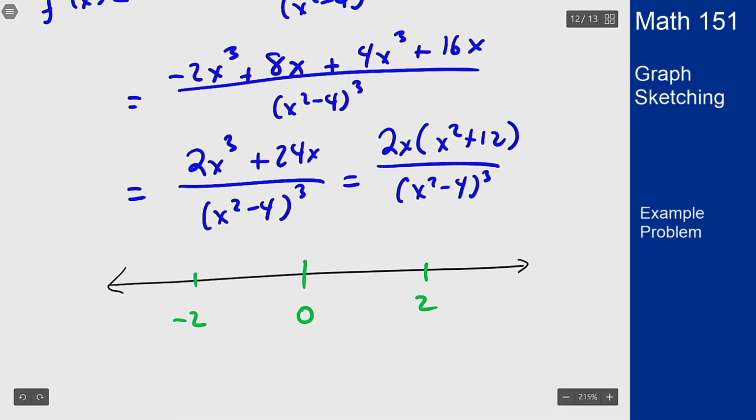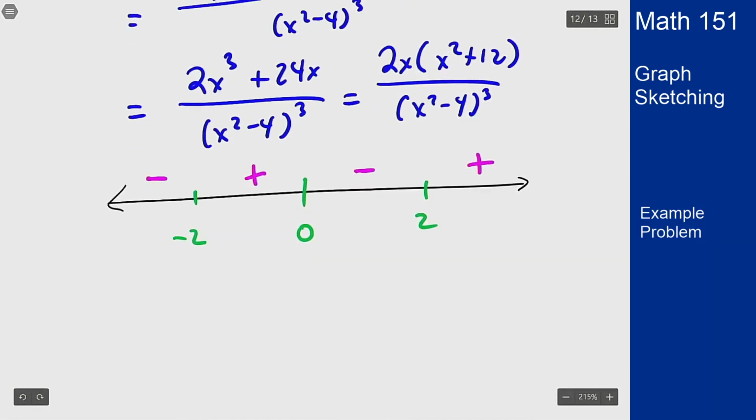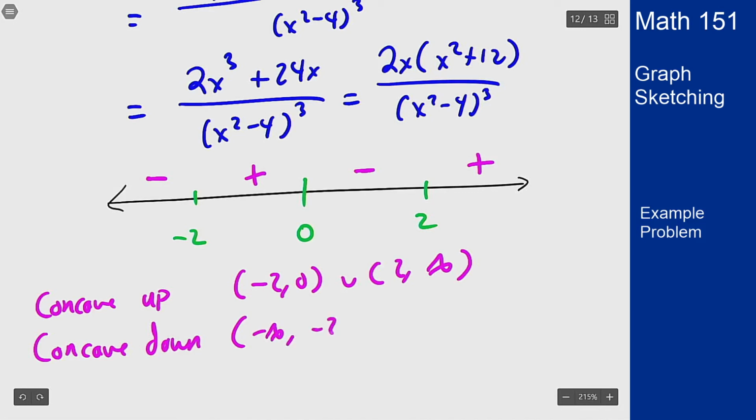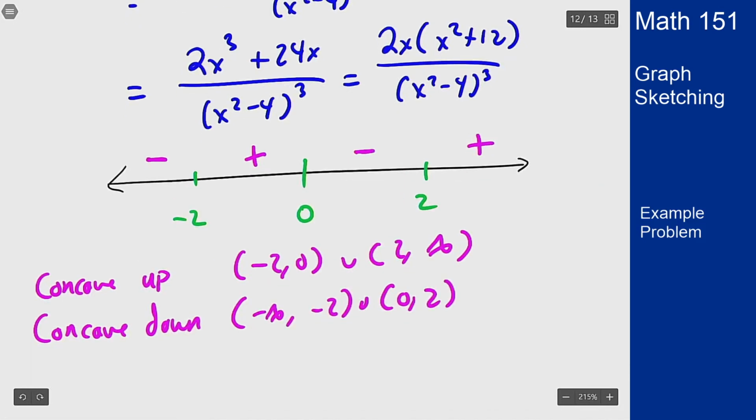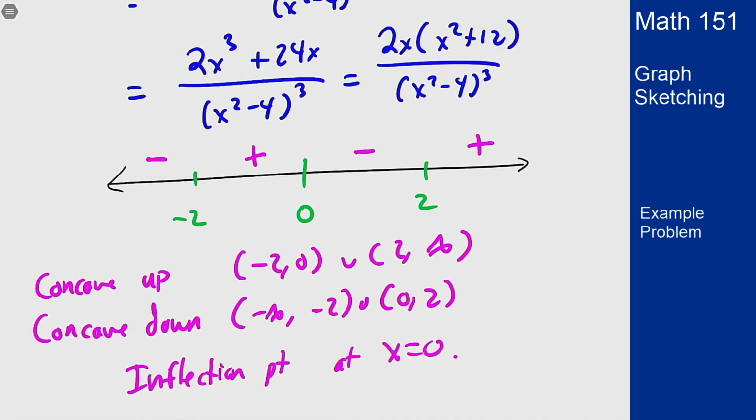If I plug in minus 3, I get a negative sign on top. On the bottom, I will have x squared minus 4, which will be 9 minus 4, which is a positive number, cubed. It'll be minus over plus, that's a negative sign, so that's where it's going to be concave down. If I plug in minus 1, I'll get negative on top, and on the bottom, I'll get a negative sign cubed, which is still negative, so I'll get a plus sign here. Crossing over 0, then at 1, I will see plus on top and minus on the bottom, so that's minus, and then over here, I'll get pluses everywhere. This means this function is concave up on minus 2 to 0 and 2 to infinity, and it's concave down on minus infinity up to minus 2 and then 0 to 2, which means there's an inflection point at x equals 0, as we know this point is there.